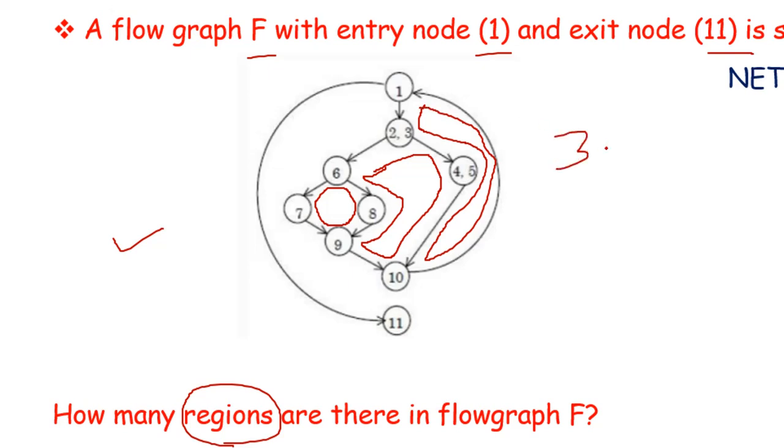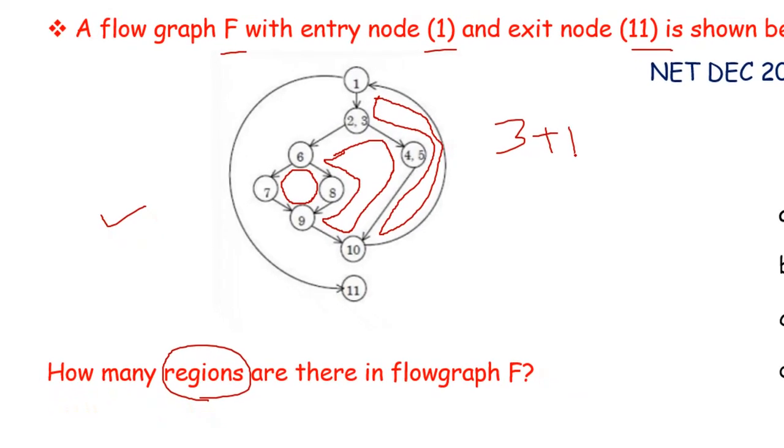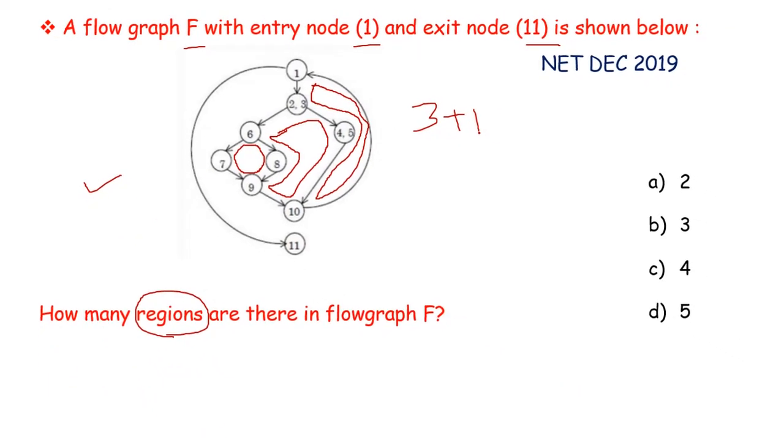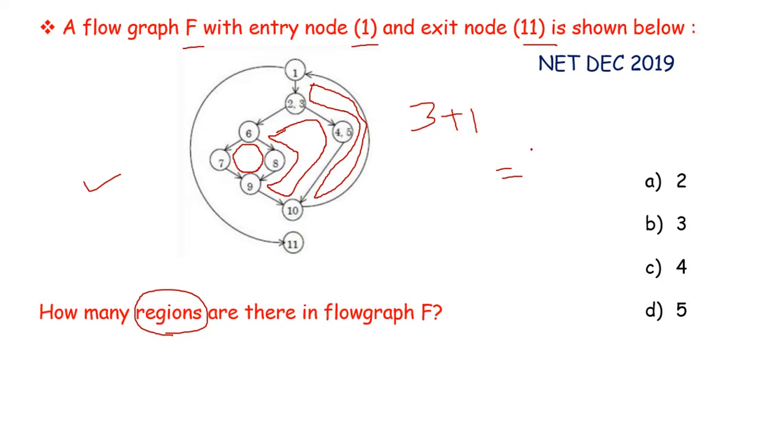So we have 3 closed area plus 1 open area. Every graph has 1 open area. So number of regions will be 3 plus 1, that is 4.